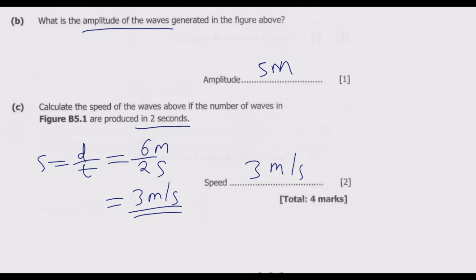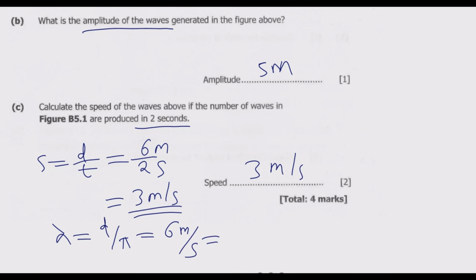This is the quickest way you can find this to get the 2 marks. Then the other method that you can use is to find the wavelength, which in this case will be given by distance traveled divided by the number of waves. So distance traveled is 6 meters, then we divide by the number of waves, there are 5.